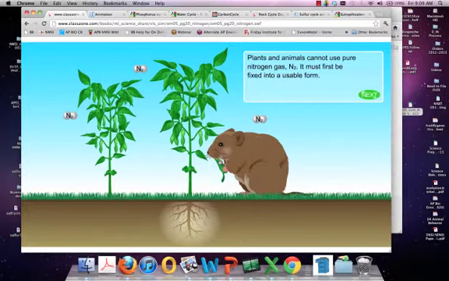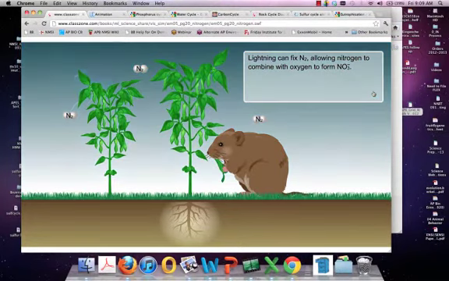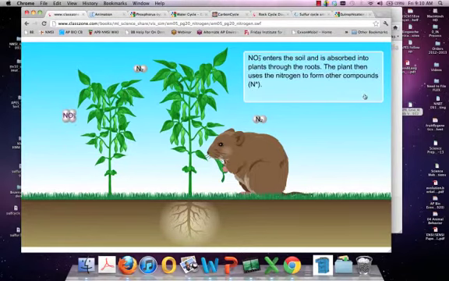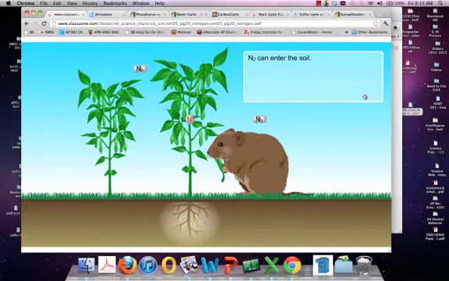And so plants and animals can't use this N2, so it has to be fixed into a form that's usable for us. Lightning can fix N2, and what that does is allow nitrogen to combine with oxygen to form nitrate, which is NO3. This NO3 is going to enter the soil, and it can be absorbed through the plant roots, and the plant uses the nitrogen to form other compounds. You studied this when you studied macromolecules, that's where this nitrogen is coming from.